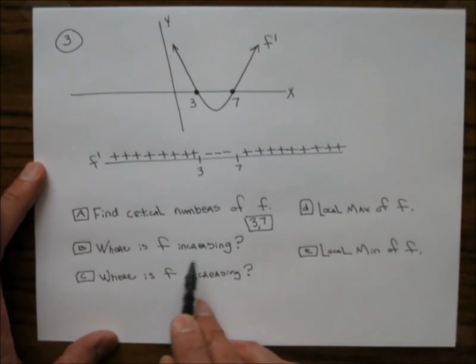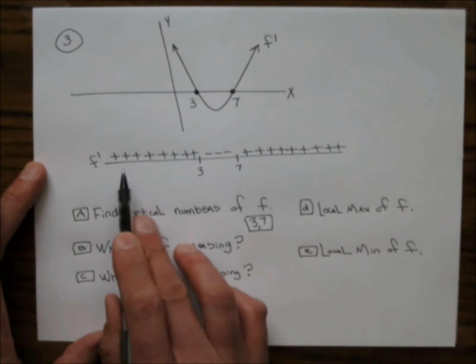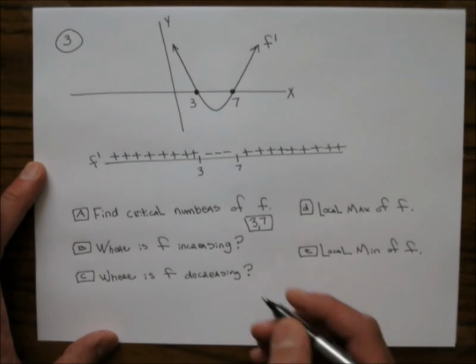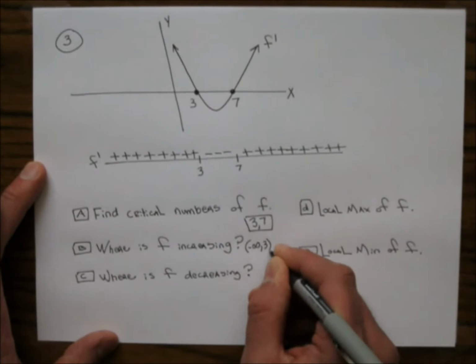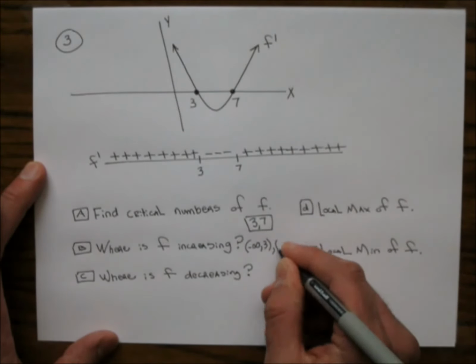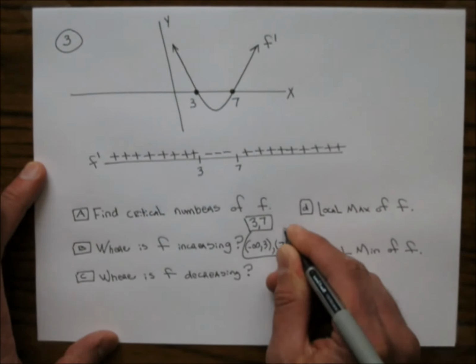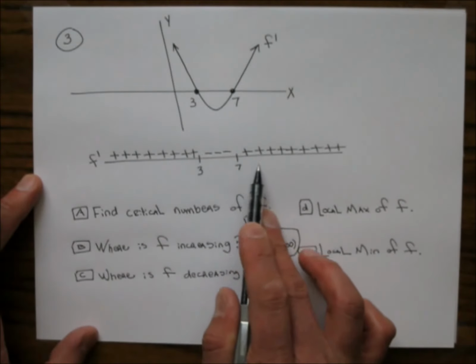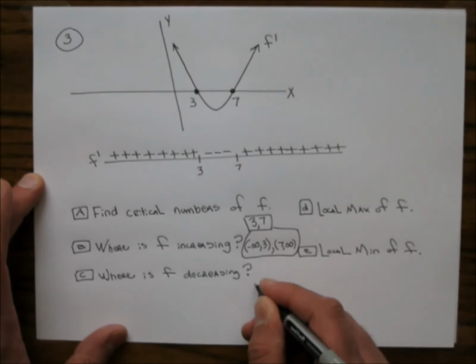Where is f increasing? And this is the f that we don't have. This is f prime. Let's just look right here at this derivative graph. It's positive from negative infinity to 3, and it's also positive from 7 to infinity. It's where the pluses are. So f is increasing there. Where is f decreasing? Well, this tells me where things are going up and down on f. It's decreasing from 3 to 7.